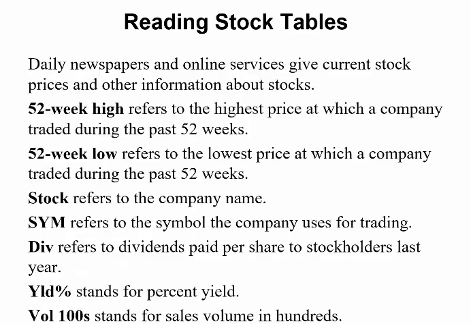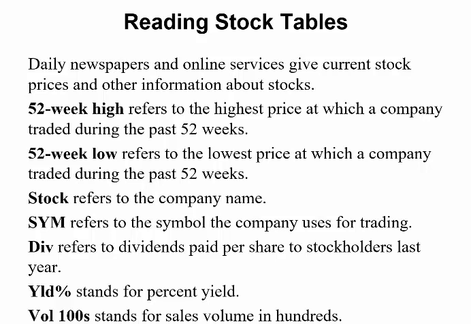All right, so when you open up a newspaper, you can read stock tables. Like if you click on a daily newspaper and online services, they give current stock prices and other information about stocks. These are the following things they give. 52-week high refers to the highest price at which a company traded during the past 52 weeks. 52-week low refers to the lowest price at which a company traded during the past 52 weeks. The stock refers to the company name, like Microsoft.